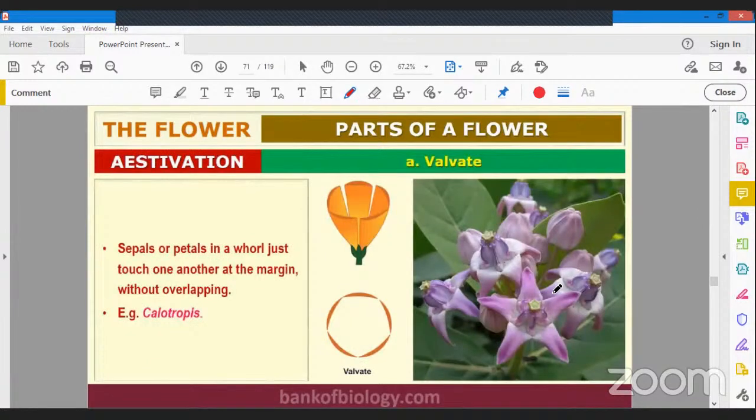First one, valvate. What is valvate estivation? Valvate estivation is a condition where sepals and petals in the whorl will not touch each other at the margin, without overlapping. So take it down. They do not touch each other.